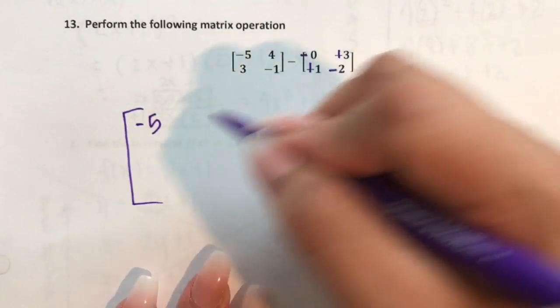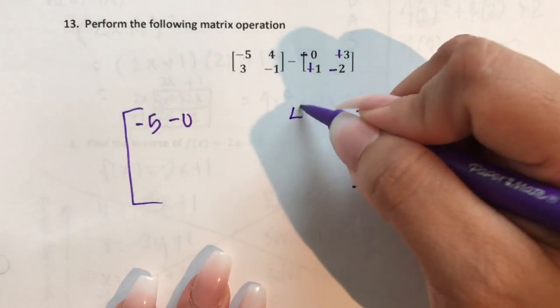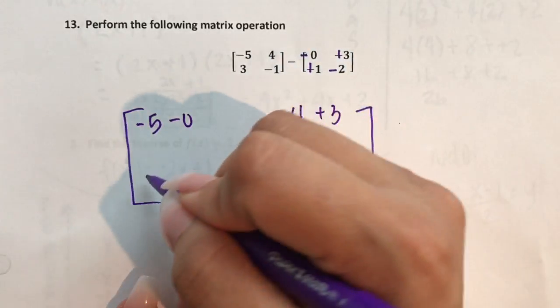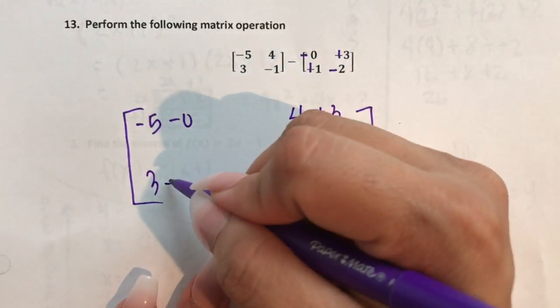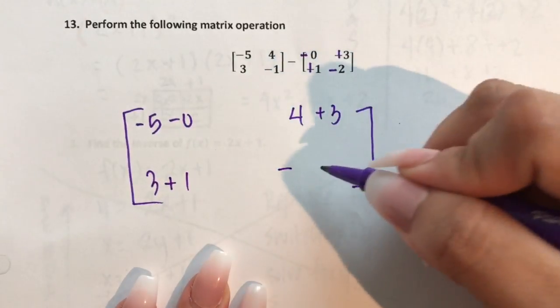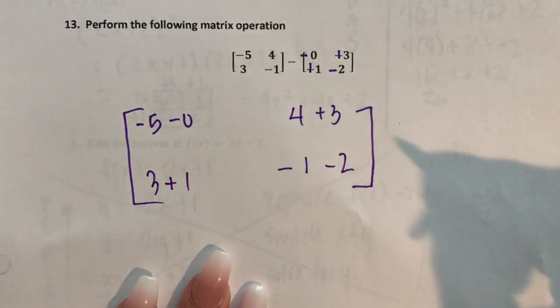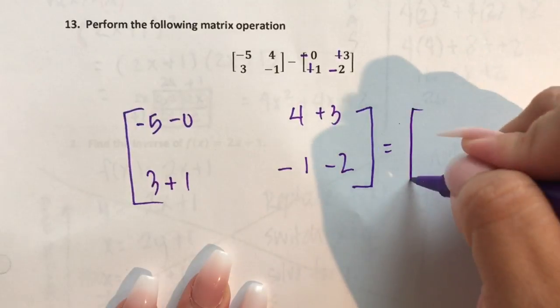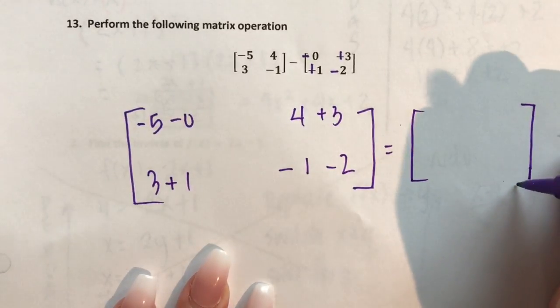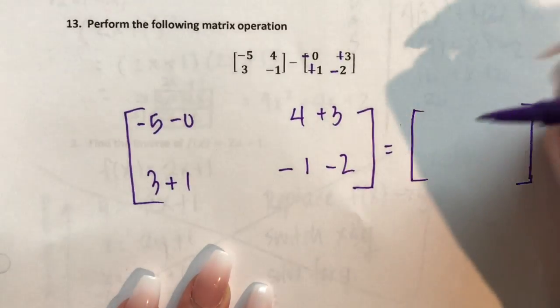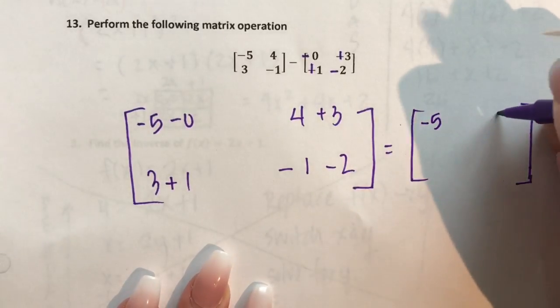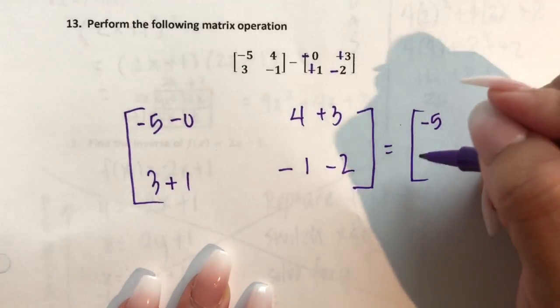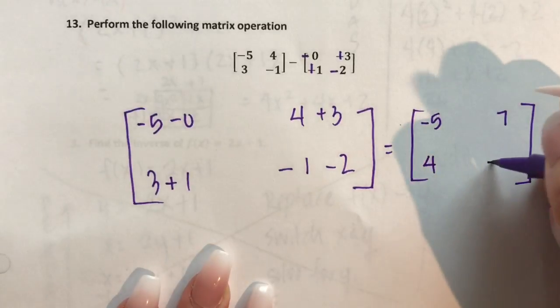Negative 5, 1 is 0. 4 plus 3. 3 plus 1, negative 1 minus 2. My solution will be the matrices of the same size. I'm going to get negative 5, 7, 4, negative 3.